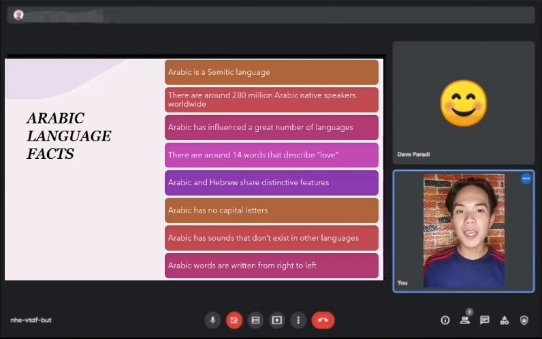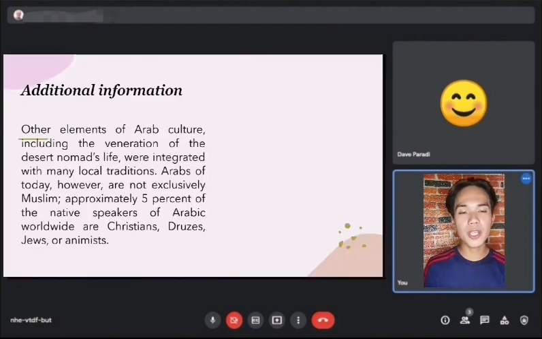Arabic has sounds that don't exist in other languages. How is that? Some non-native speakers find it difficult to pronounce words in Arabic due to some of the sounds being uncommon in other widely spoken languages. For instance, you can see that H sound that is only found in Arabic. Arabic words are written from right to left. Unlike many other widely used languages, Arabic words are written from right to left, and Arabic numbers are written from left to right.